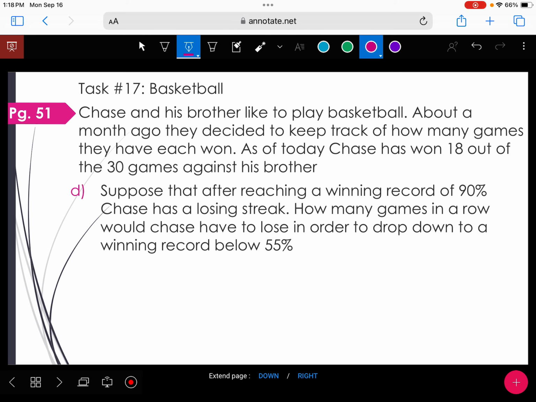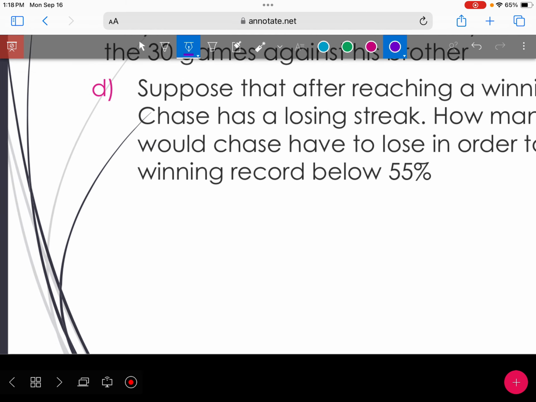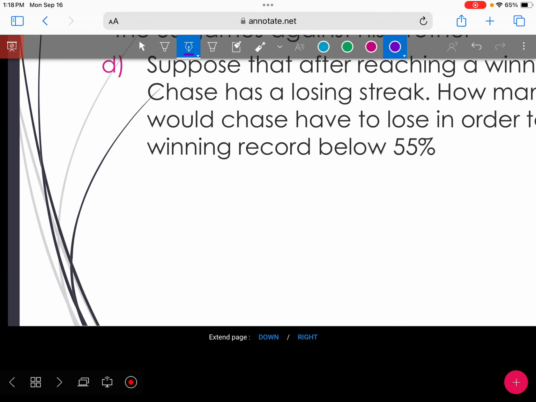So, first things first, after part B, how many games have they played? They played 90 more games. So how many games have they played in total? 120. How did we get that? The 30 they started with plus the 90 from part B. So how many games has he won, all in total? 108.